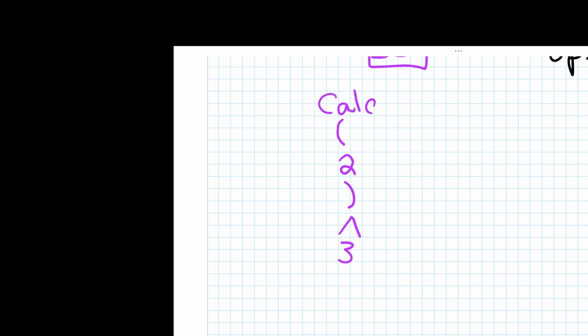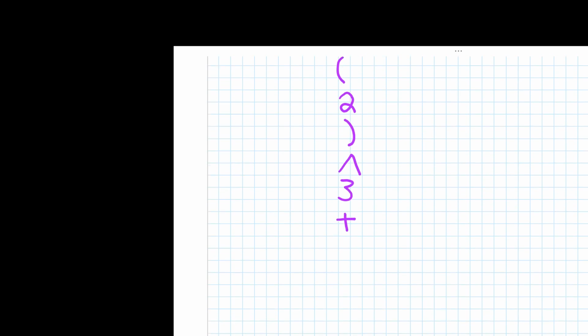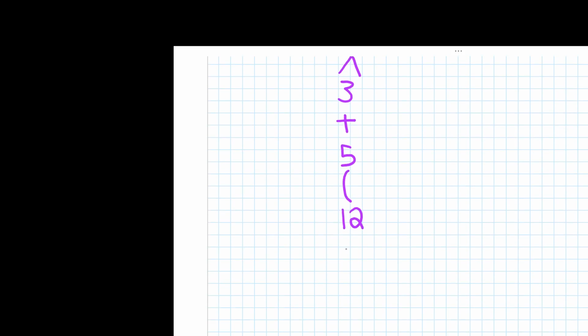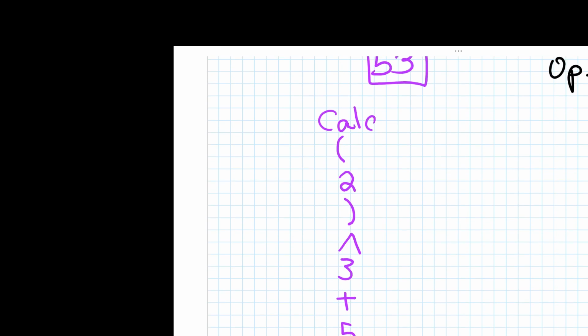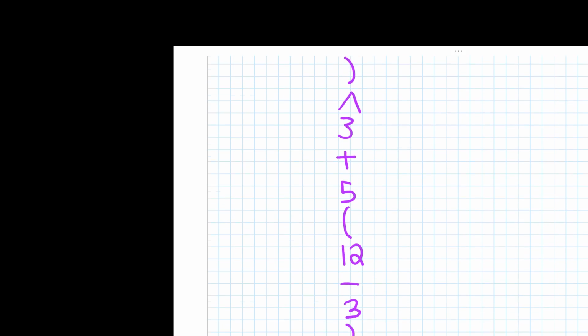You with me? Plus 5, open parentheses, 12, minus 3, close parentheses. So let's try that. Let's see if it works. I said, let's see if it works. Wow. It works.